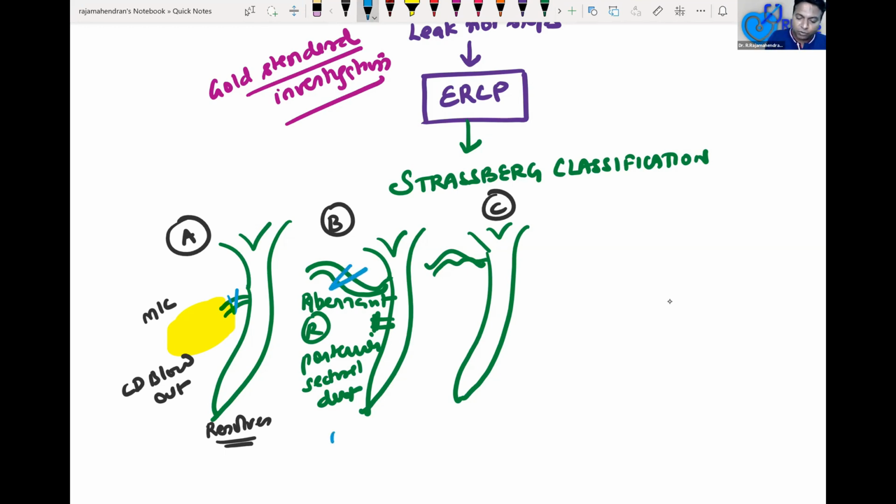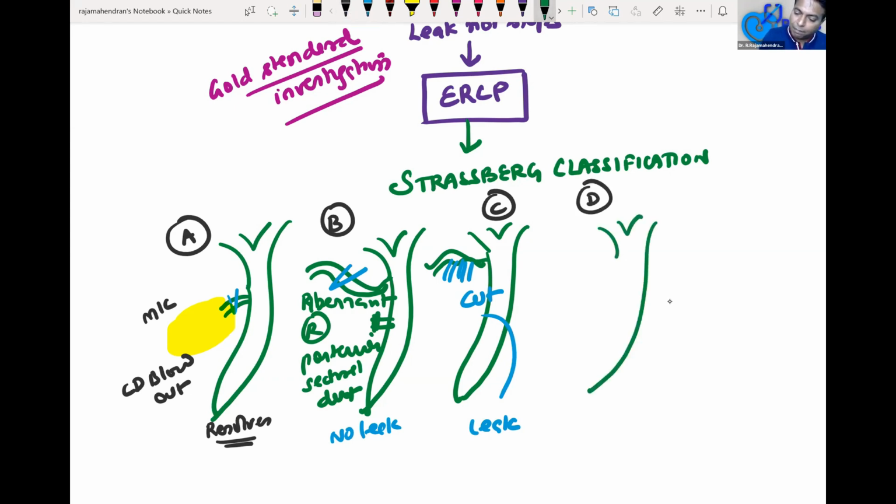Clipped. It is not leaking. Therefore, there is no leak in B. If it is cut, it is known as C. C for cut. Therefore, there is a leak. So aberrant right posterior duct is cut and leaking is C. D is a lateral bile duct injury. This is an injury. D is lateral bile duct injury.